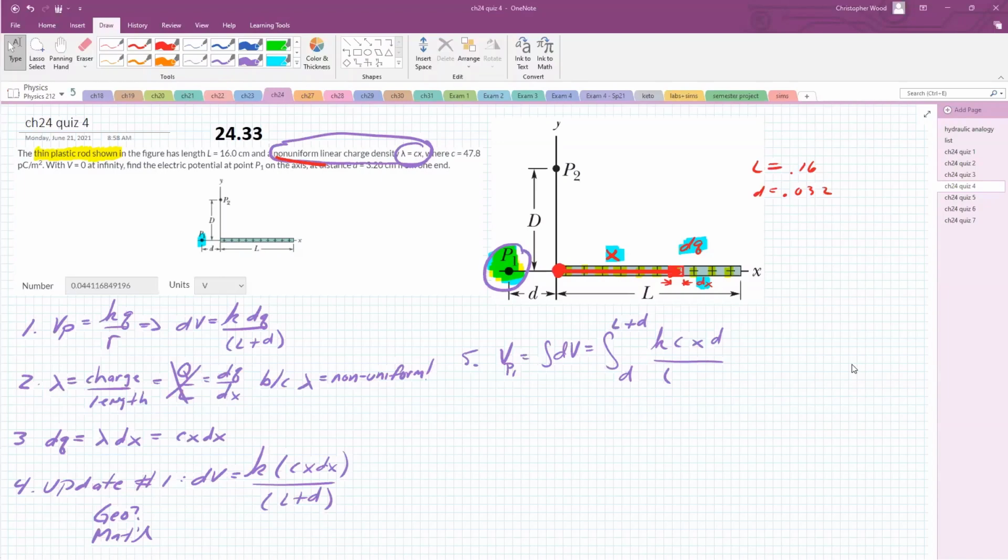That looks good. One second. Should R be equal to L minus D? Nope. Chapter 24, quiz 7. Well, let me get the 7, then we'll come back to this.